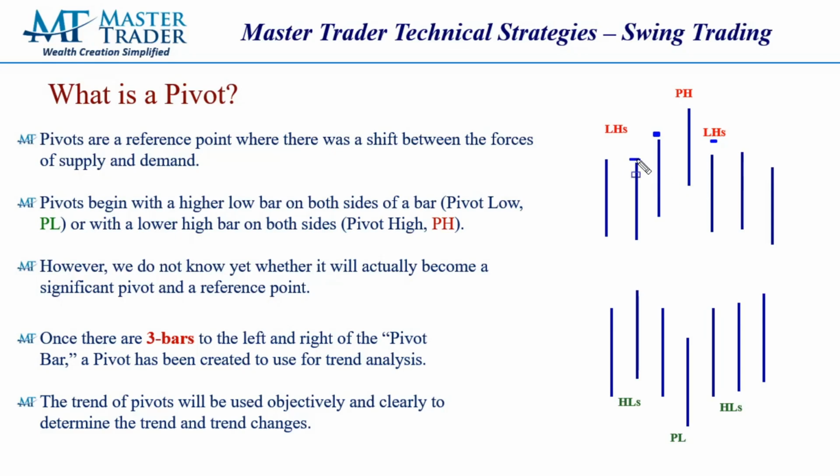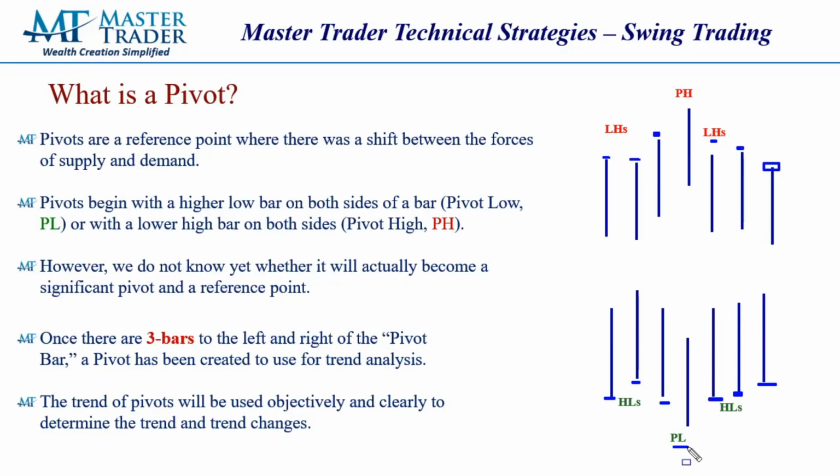And then we're going to need a minimum of 3. And once we have 3 to the left and 3 to the right, we're then going to know that we have a pivot high of significance. And the same for a pivot low. 1 is not enough. 2, we're getting there, but we want 3. And once we have 3 to the left and to the right, we'll then define that as being a pivot low. And what we're looking for is a trend of these pivot highs and these pivot lows.